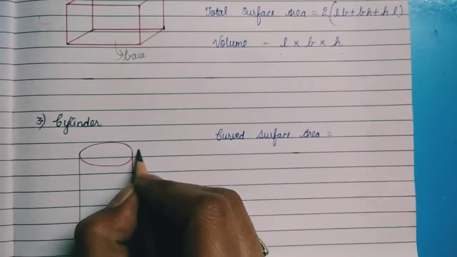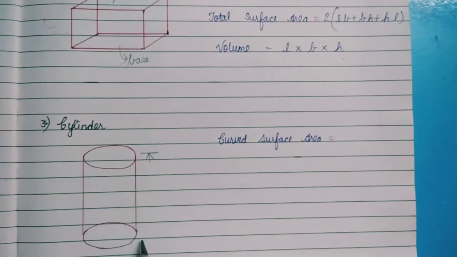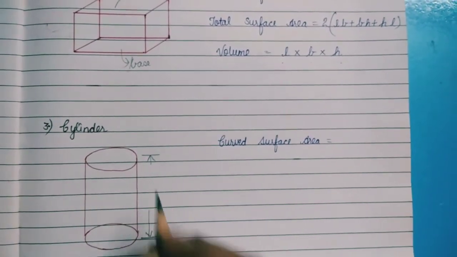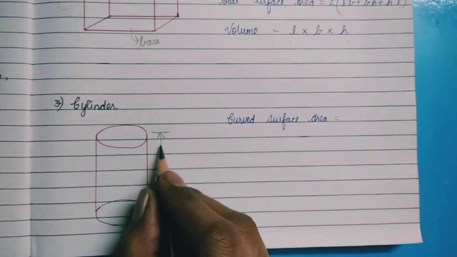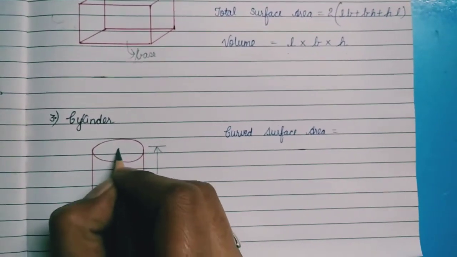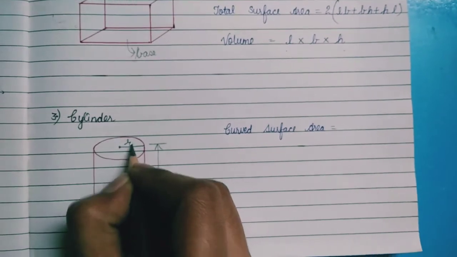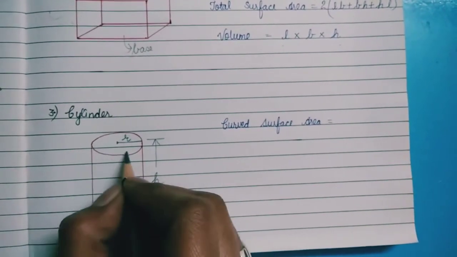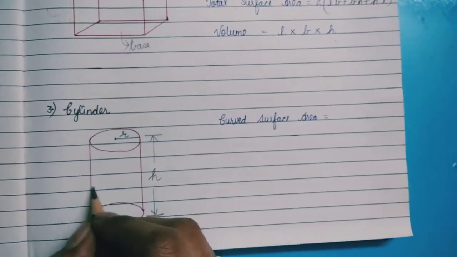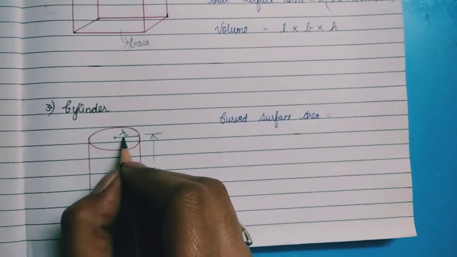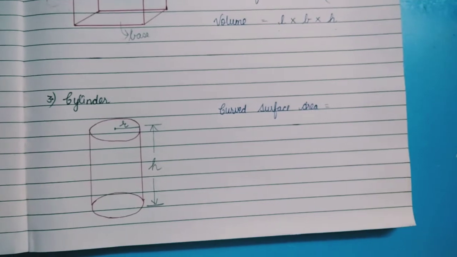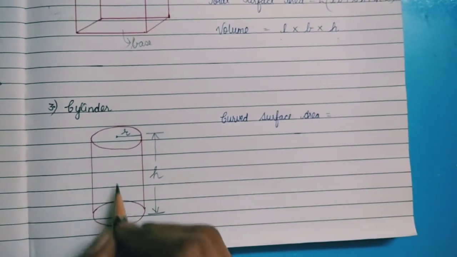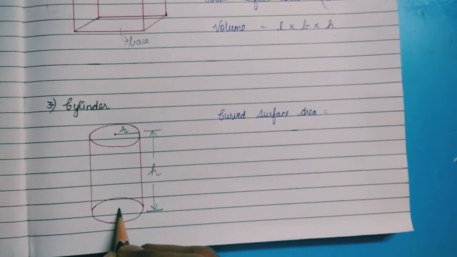But before that, here you can simply see the height of the cylinder, and when we measure the circular radius, so here is the radius. This radius will be going on in the cylinder. The same radius will be at the downside. Okay.